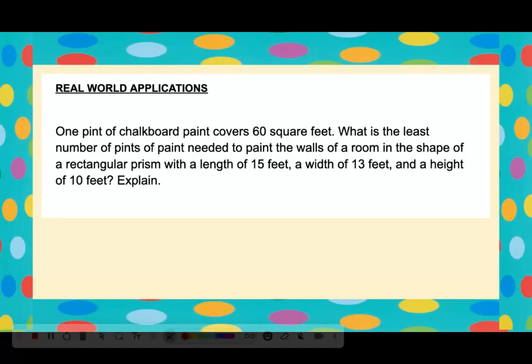Okay, so here's a real world application. A pint of chalkboard paint covers 60 square feet. What is the least number of pints of paint needed to paint the walls in the shape of a rectangular prism? Okay, so I need to draw a picture because that helps me. Even though I'm not a very good artist, it'll do.